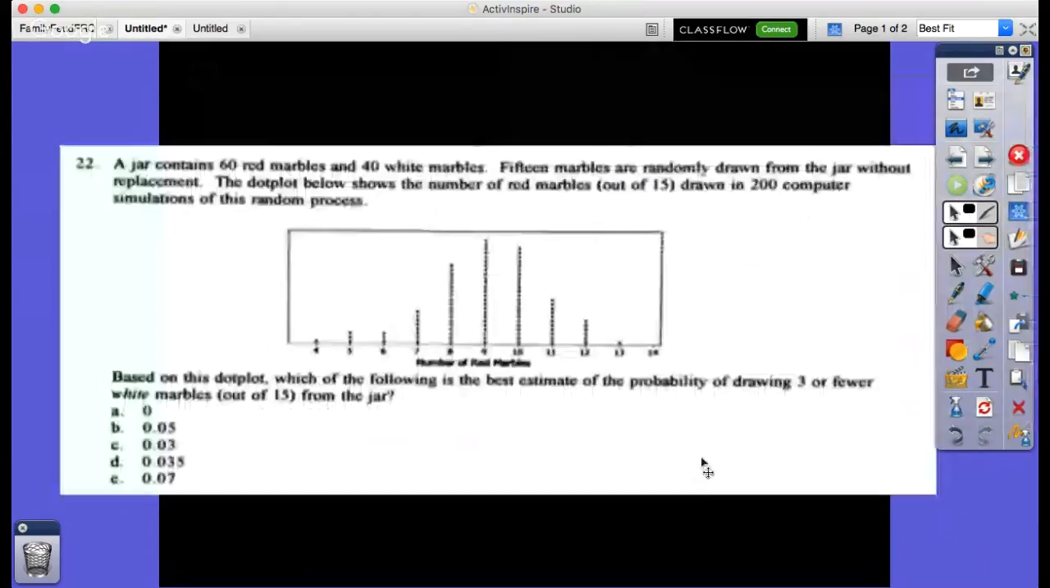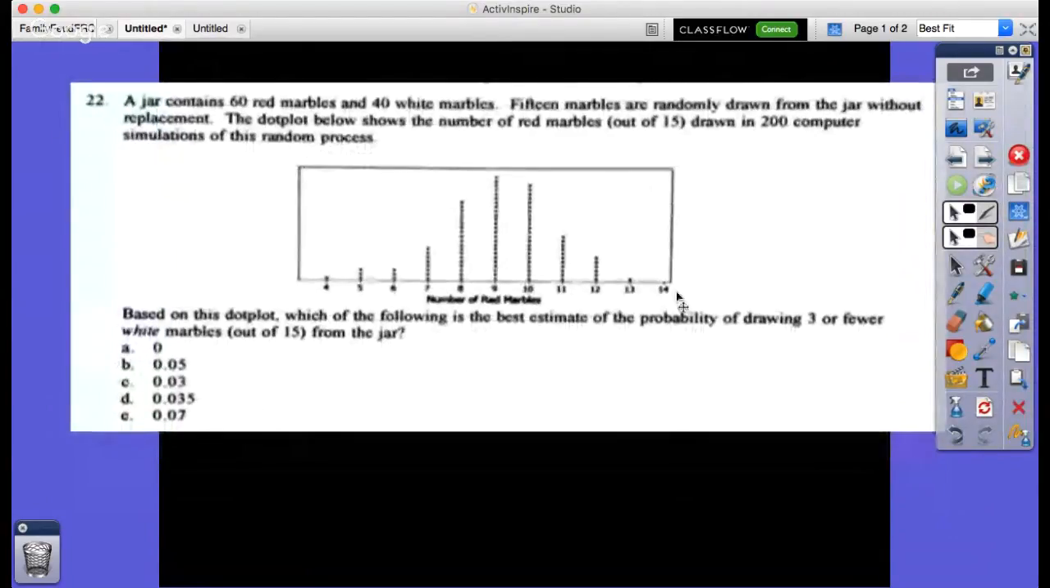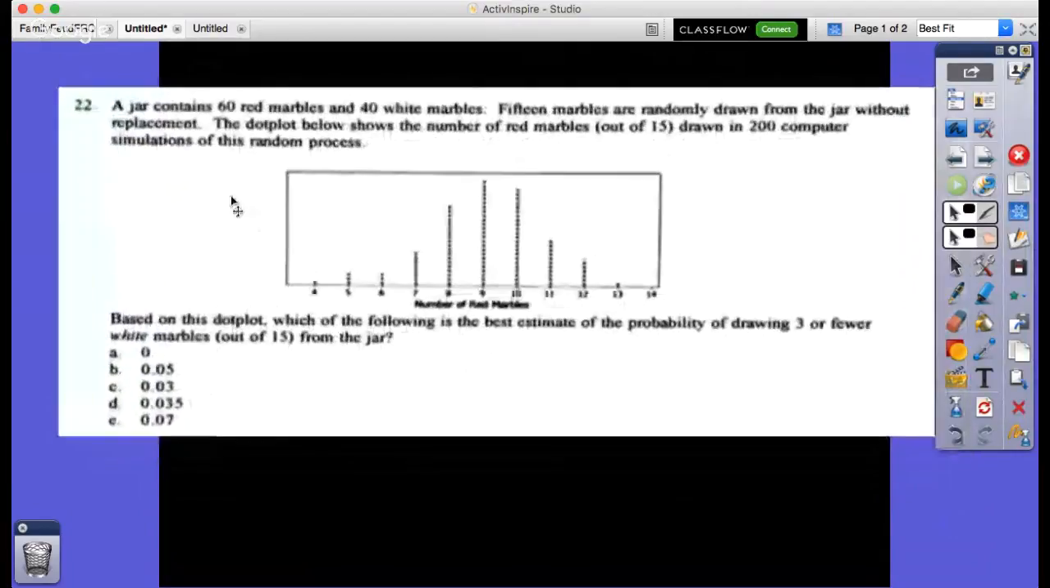That's 7 right here. 1, 2, 3, 4, 5, 6, and 1. Is that 1 there? Yeah. 7. So 7 out of 200 is 0.035, which is D. There it is. And Coach Jay made that much more complicated than what he should have.